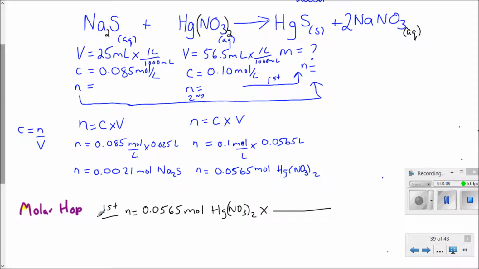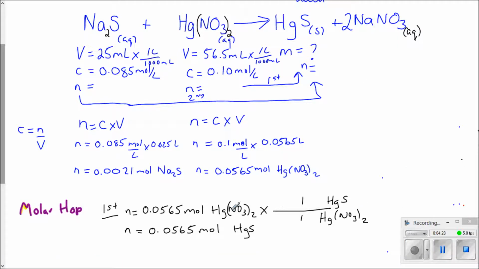So the key to the molar hop or using stoichiometry is you have moles, and then you're going to change the type of moles you have. The type of moles we want to get rid of goes on the bottom. The type of moles I want to go to goes on the top. And if you take a look, the ratio is 1-to-1. So therefore, our number is not going to change. That means if you have this many moles of mercury nitrate, the same amount of moles will be produced. You can see my units cancel out, and that's the moles that we get.